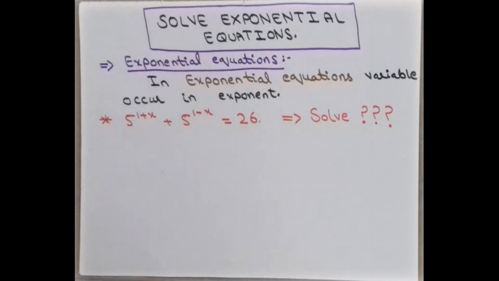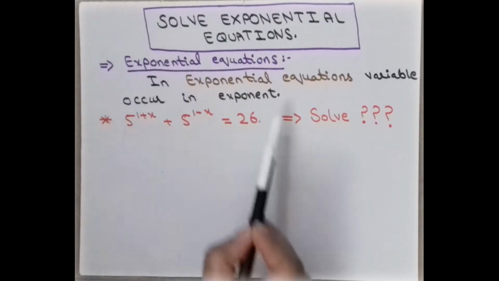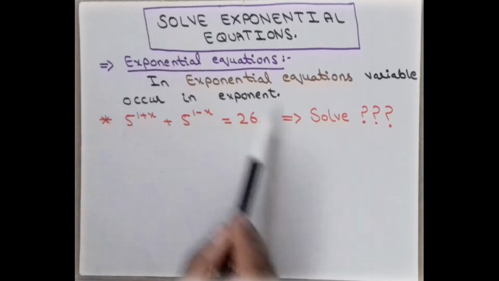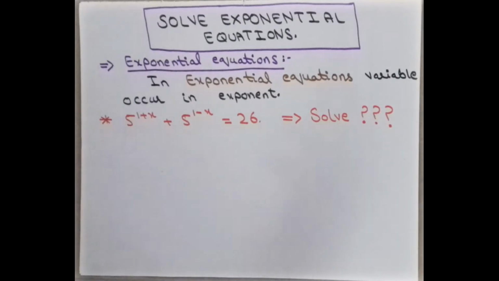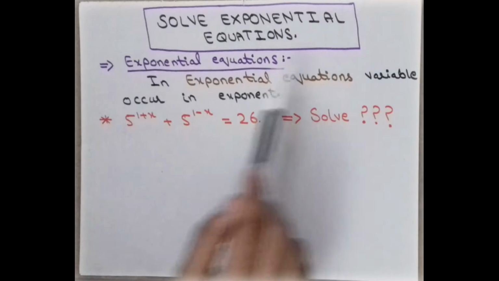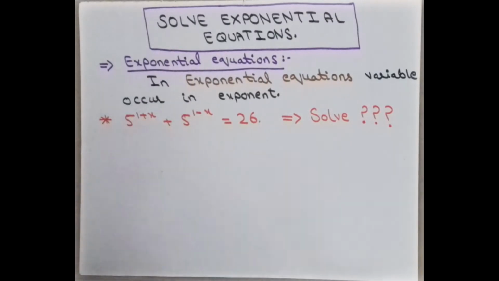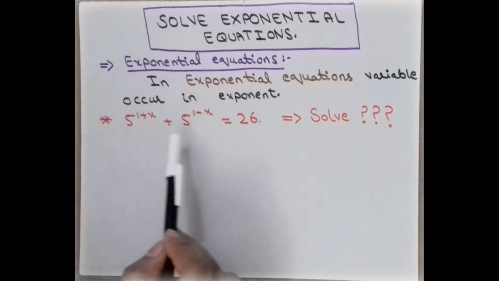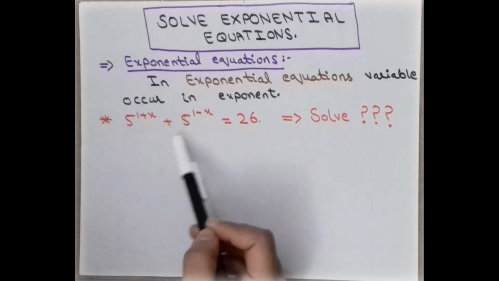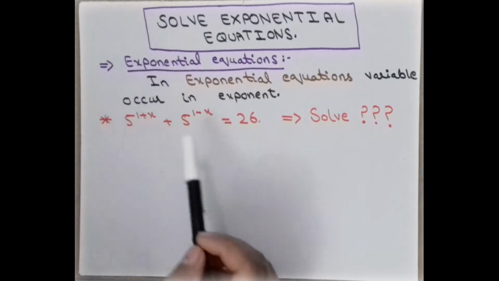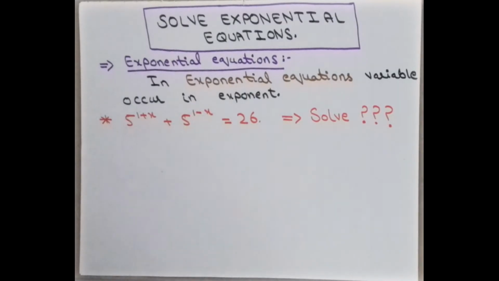In this video we discuss how to solve this type of question. We call these exponential equations. Before we solve this question, what is an exponential equation? In exponential equations, the variable occurs in the exponent, in the power. It is very simple. It is a big question how to simplify an equation where the variable is in the power of any number. So let's start.